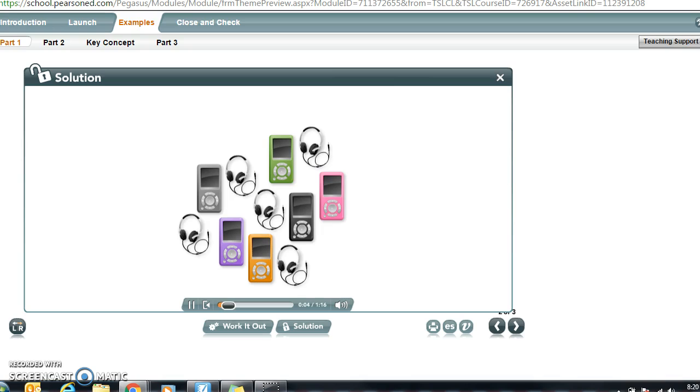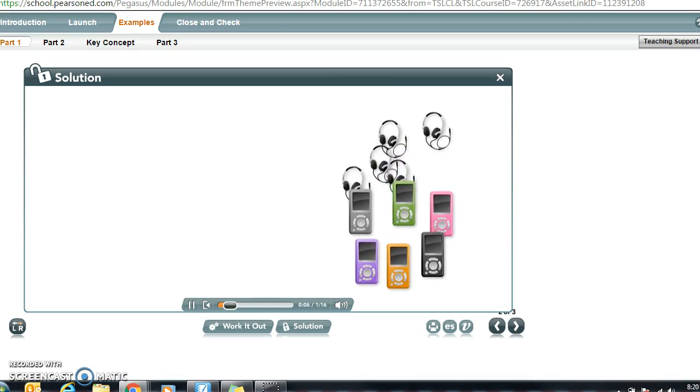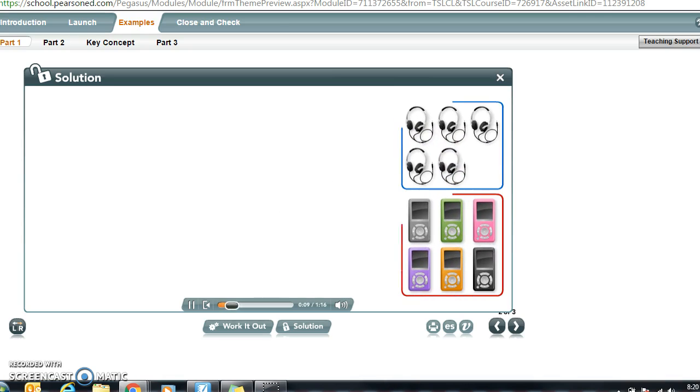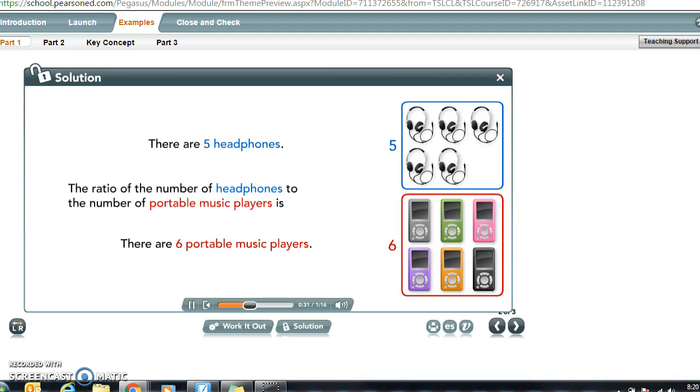First, separate the objects into 2 groups. Then count the objects. There are 5 headphones. And there are 6 portable music players. The ratio of the number of headphones to the number of portable music players is 5 to 6.